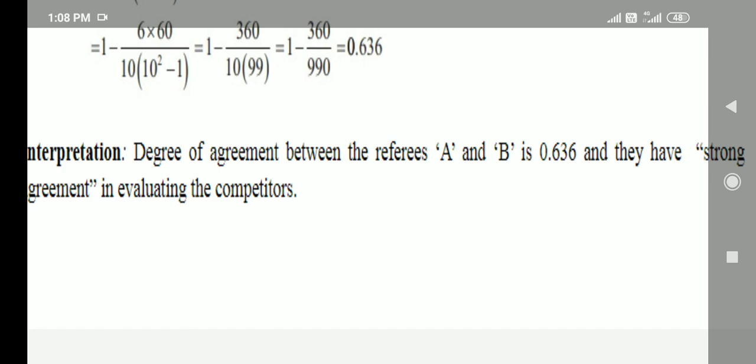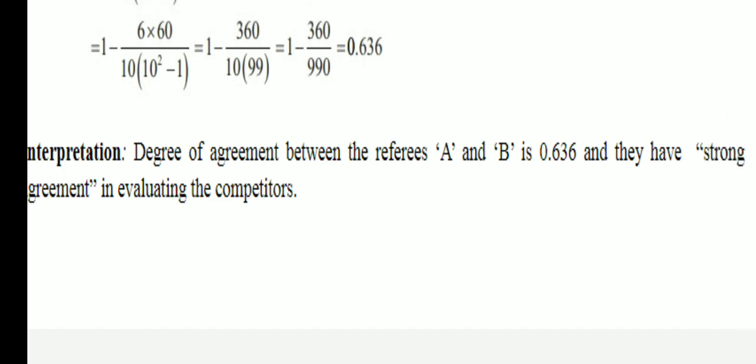Let us stop here today. Tomorrow we will take up the case where ranks are repeated, that is, the same rank is allotted more than once, and how to calculate the correlation coefficient in such cases. You can see that in the next period. Thank you.